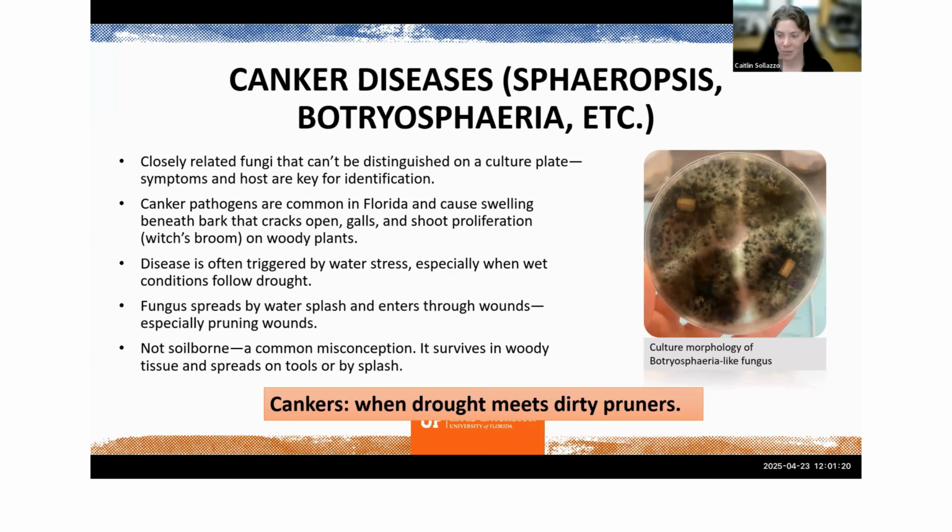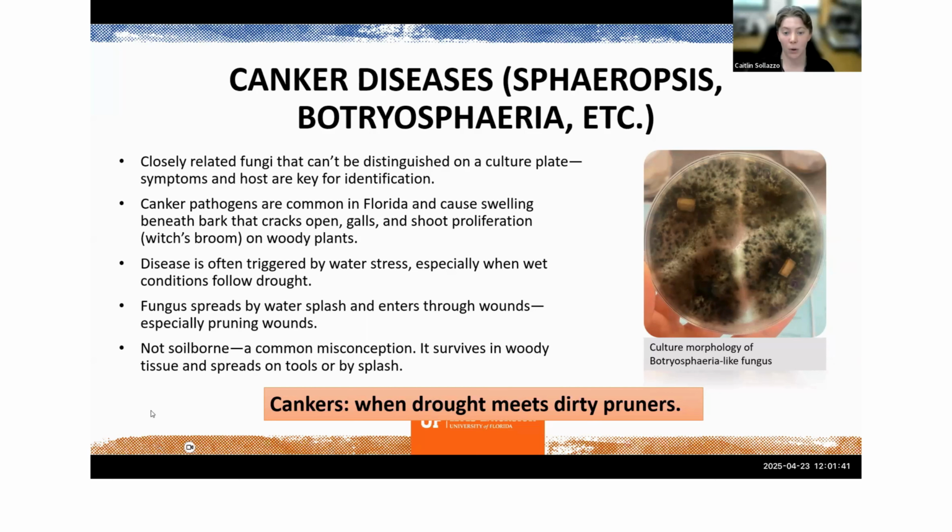The second most important trigger is pruning wounds or other types of wounds. So this fungus only infects wounds. So it's not going to infect a perfectly healthy shrub. It's only going to infect a really stressed shrub that has some wounding somewhere.